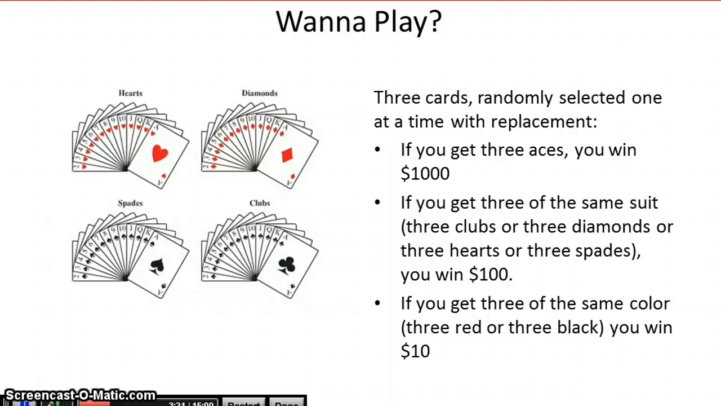So if you wanted to extend this to a slot machine, you could say we have 3 wheels on a slot machine. Each wheel has all 52 cards from a deck of cards, and they're going to stop at one of each card. Each wheel will stop at one of the pictures representing each of the cards. And so if you get 3 aces, you win $1,000. If you get 3 of a kind, you win $100. And if you get 3 of the same color, you win $10.